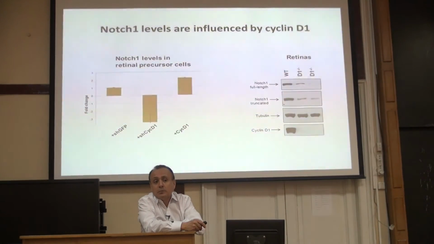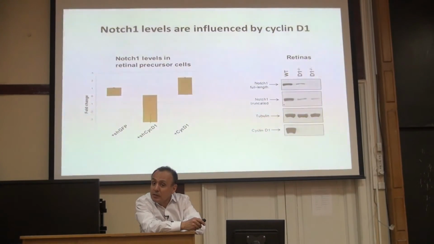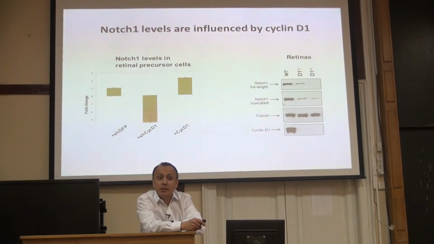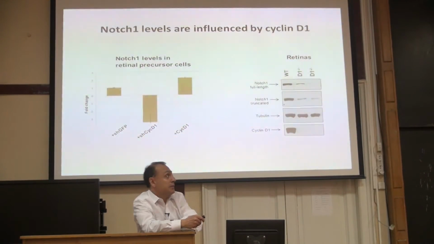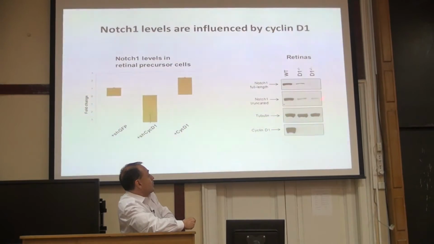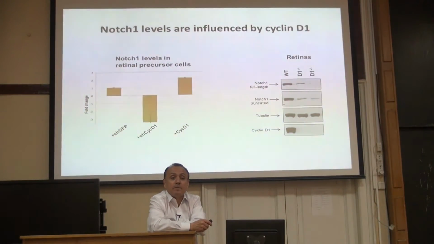Right. Now, I agree. This is correlation. This is consistent. It makes perfect sense. It could explain, but it's not the final proof. And how can you actually show that this phenotype is really responsible for the cyclin D1 knockout phenotype?